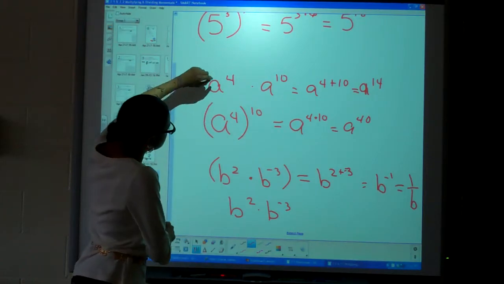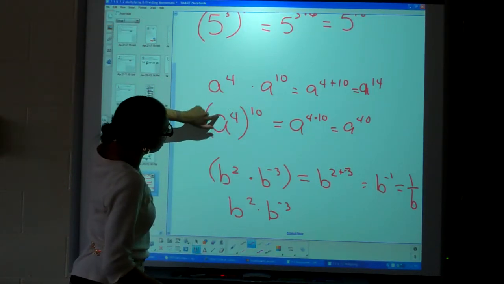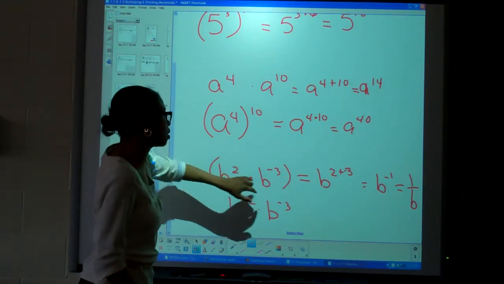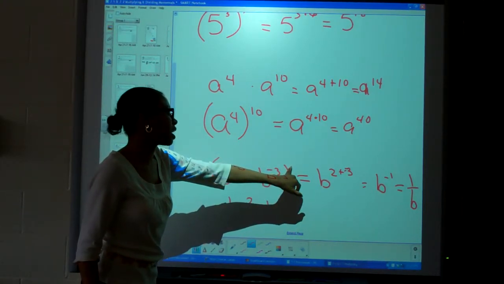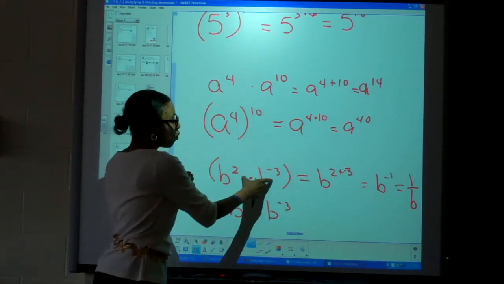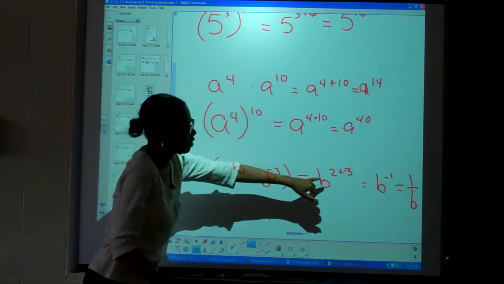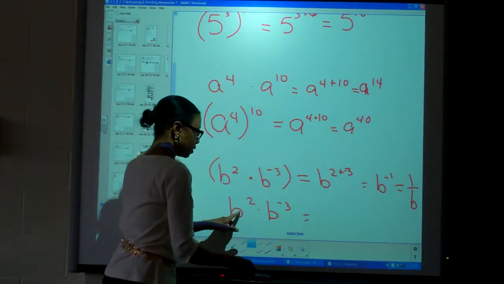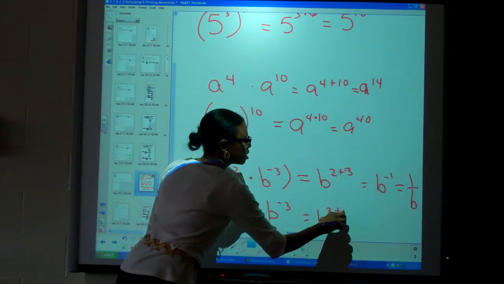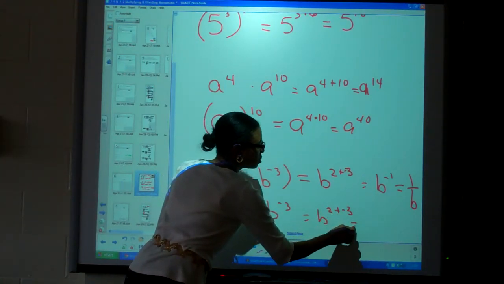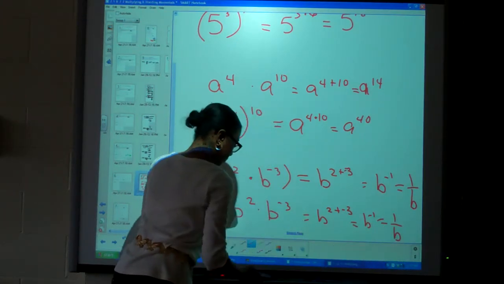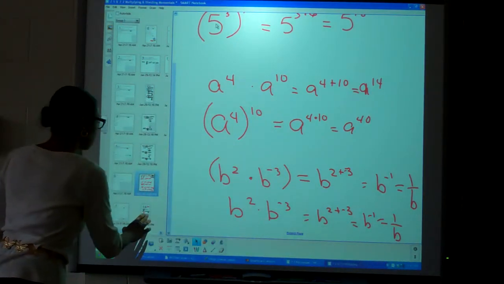I'm trying to get you to understand that this set of parentheses, a to the 4th raised to the 10th, is not necessarily the same as this one, because there's no exponent outside. Both of these exponents are on the inside here. Therefore, we're going to do what we did old school and just add them. So this is the same as that. This is b to the 2nd plus negative 3, which is b to the negative 1, which is 1 over b. All right, so the next portion, I'm going to move kind of fast.